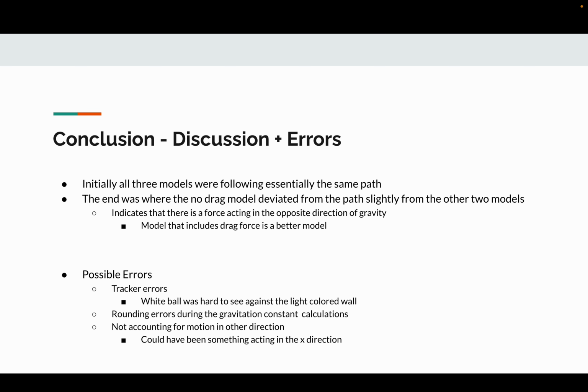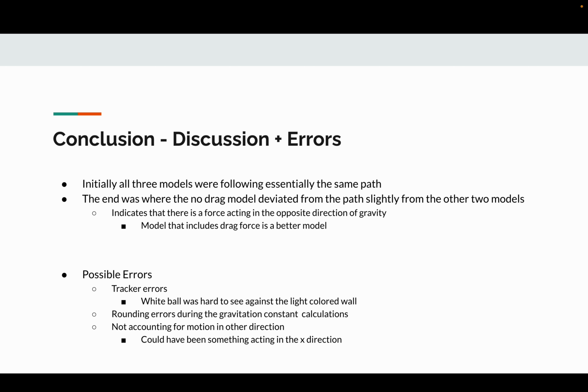As a result, all three models were essentially following the same path throughout most of the object's motion. However, towards the end, we see that the computational model that did not account for the drag force differed slightly from the other two models. This indicates that there is some force acting in the opposite direction of gravity, therefore slowing the object down. This means that the model that includes the drag force is a better model for predicting the object's motion.